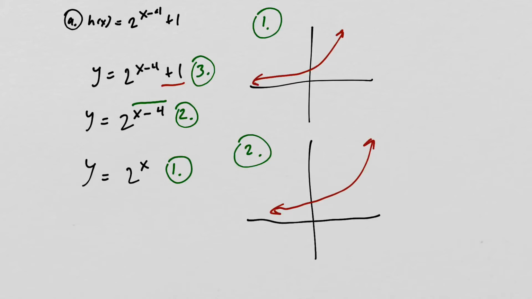And in step 3, we'll be adding 1 to our function. So we're going to move all the y values up by 1. So our function should look something like this, where our horizontal asymptote is now y is equal to 1. Okay, so we completed part A. Let's go ahead and look at part B.